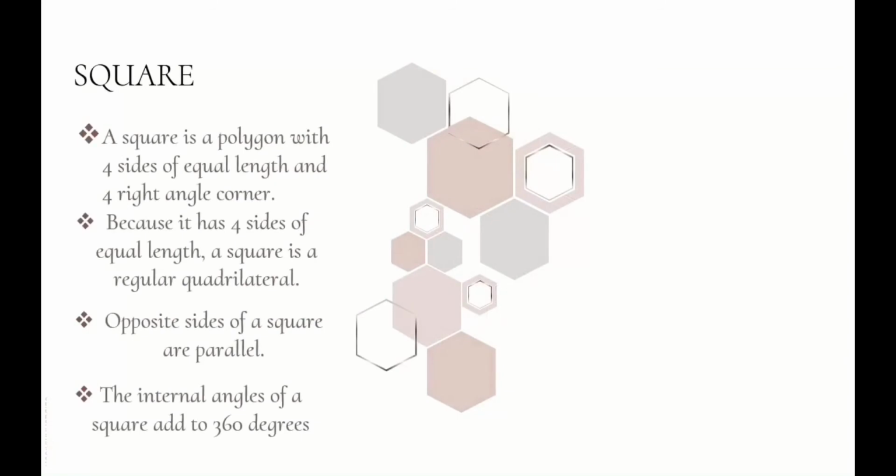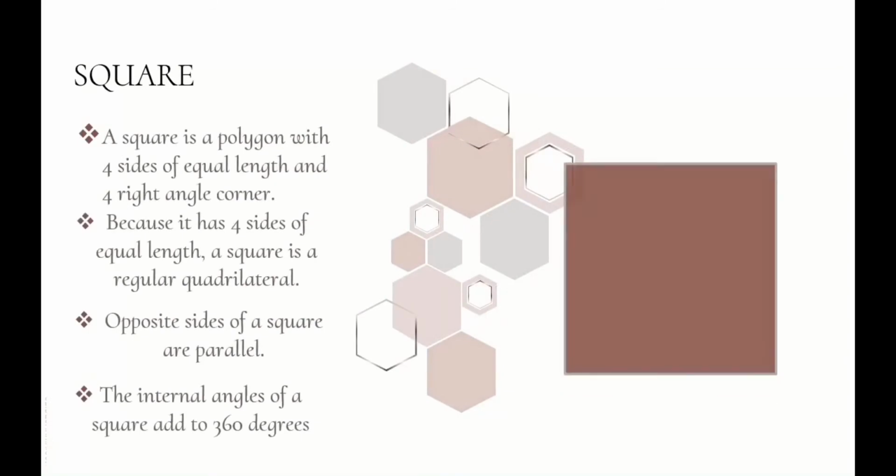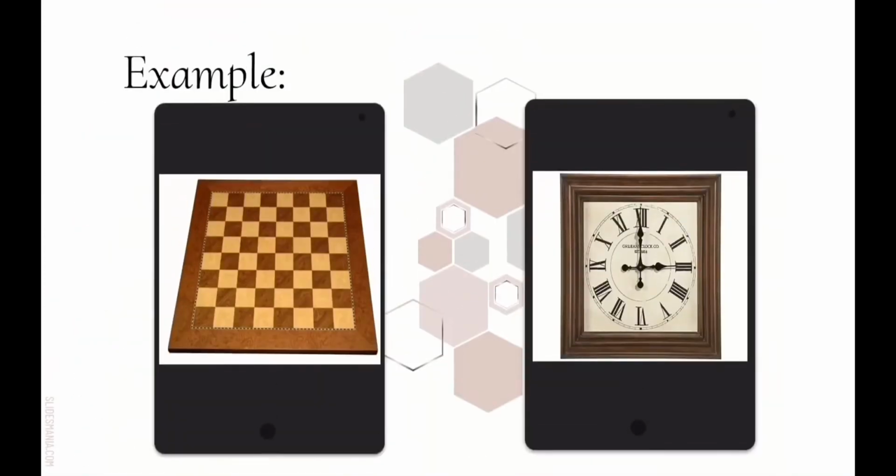Square. A square is a polygon with four sides of equal length and four right angle corners. Because it has four sides of equal length, a square is a regular quadrilateral. Opposite sides of a square are parallel. The internal angles of a square add to 360 degrees. For example, a chessboard and a clock.